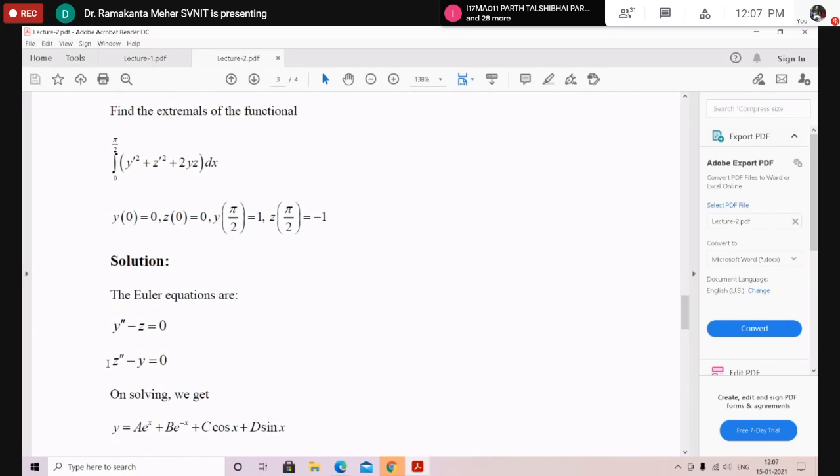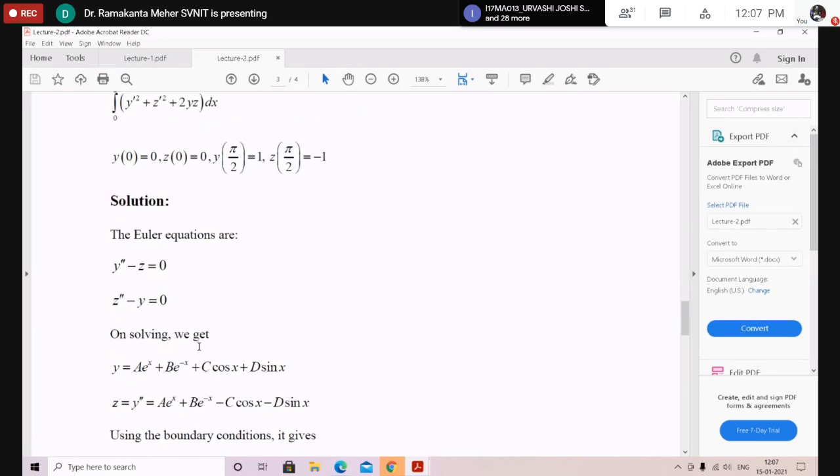It gives you z double dash minus y equal to 0. Now you can see it's a system of differential equations. You know how to solve a system of differential equations. In this case, the two equations are dependent, so we can use one equation upon the other for finding the solutions. We can say that is a substitution method.